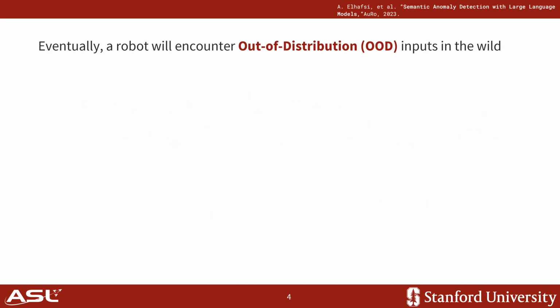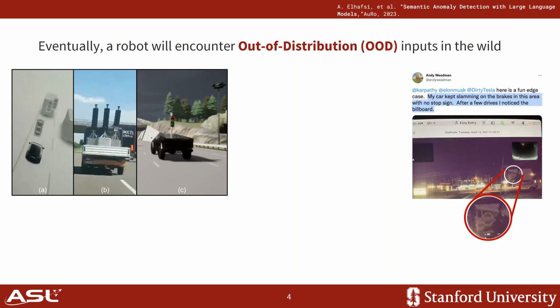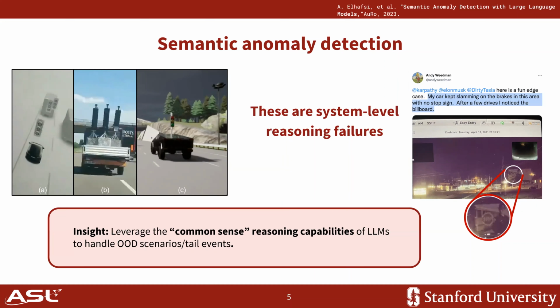The motivation for this work is that while learning has enabled tremendous advances in autonomy, as deployments scale, eventually a robot will encounter out-of-distribution inputs such as these real-world edge cases of self-driving vehicles. These edge cases, like stopping for a stop sign on a billboard, are really system-level reasoning failures. Our insight has been to leverage the common-sense reasoning capabilities of LLMs to handle such cases.